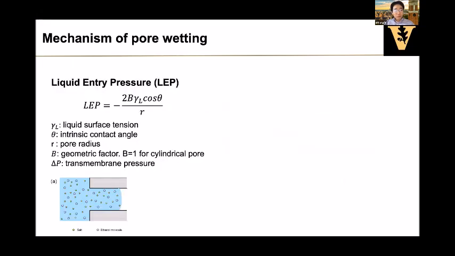So the mechanism of pore wetting is based on a really old theory that there is a liquid entry pressure, which is basically the minimum hydraulic pressure that you need in order to push the liquid into the pore. And this value, the liquid entry pressure, depends on the surface tension of the liquid, the surface energy of the material, and also the geometry of the pore.